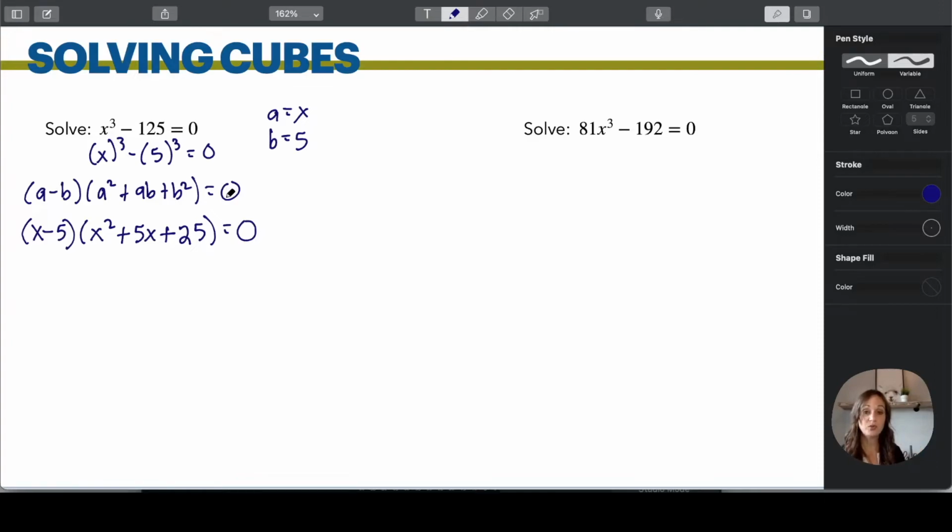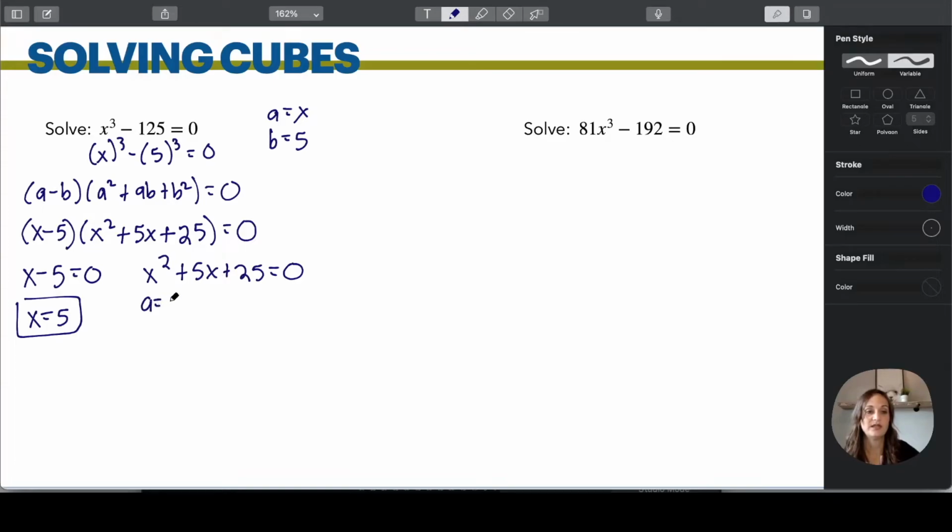Now we have two parentheses. And since we have two parentheses equal to 0, we can actually set them both equal to 0. So we can set x minus 5 equal to 0, and we can set x squared plus 5x plus 25 equal to 0. So in this case, we know that x equals 5. But in this case, you're going to have to use the quadratic formula because you cannot use two parentheses in this case to figure out what this answer should be.